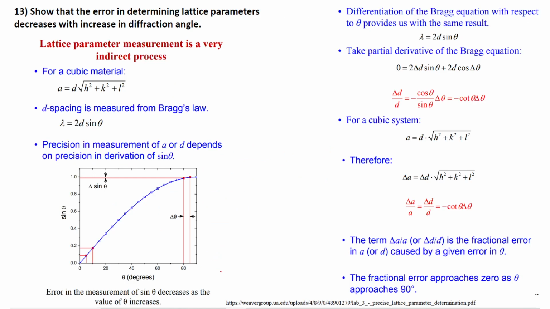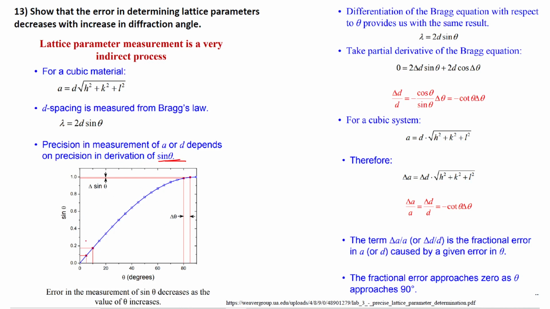We will go to the next problem. The next problem is a different one. Show that the error in determining the lattice parameter decreases with increase in diffraction angle. Lattice parameter measurement is a very indirect process. For a cubic system, we know that a is equal to d into root of h square plus k square plus l square. And d is the spacing measured from Bragg's law, lambda is equal to 2d sine theta. The precision of a or d depends on the precision of the angle, the deviation in sine theta.